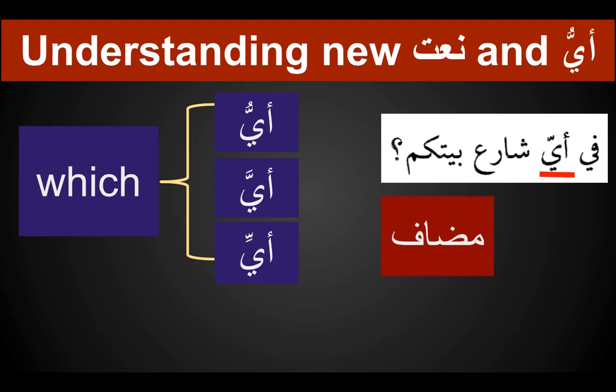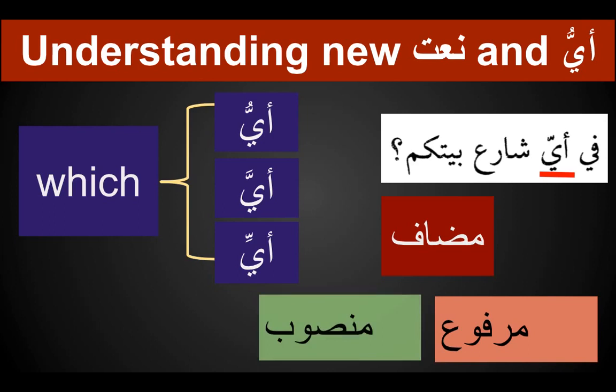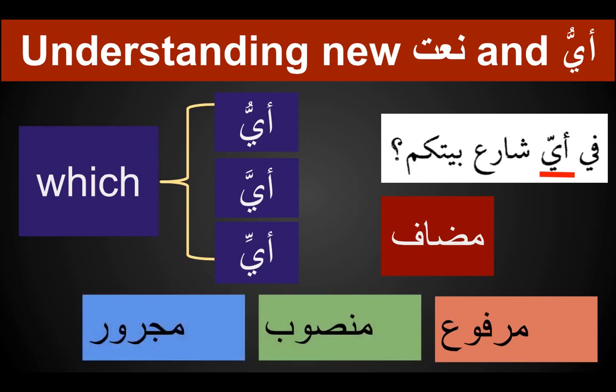Ayyu, ayya and ayyi, and the word after it will have a kasra and it is a mudaf ilayhi. It can be marfu, mansub, or majroor. In whatever state it is, the word after it will always be mudaf ilayhi. So this is the speciality of this word ayyu, which means which. Here we are asking fi ayyi shari'in, in which street is your house?